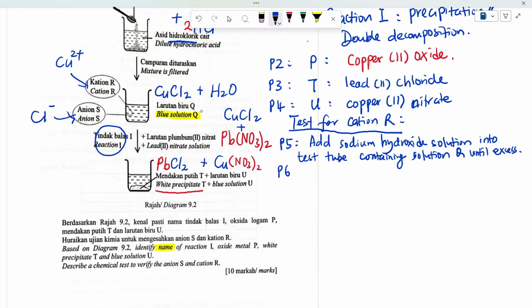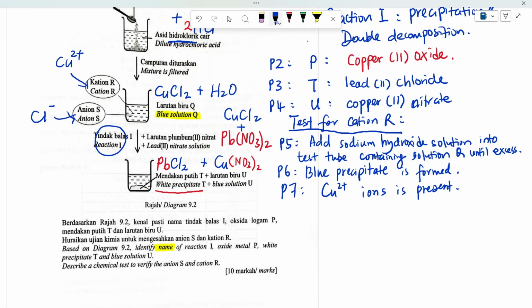Okay, now point number 6: blue solution, blue precipitate, right? Blue precipitate is formed. Okay, so point number 7, copper(II) ions is present.